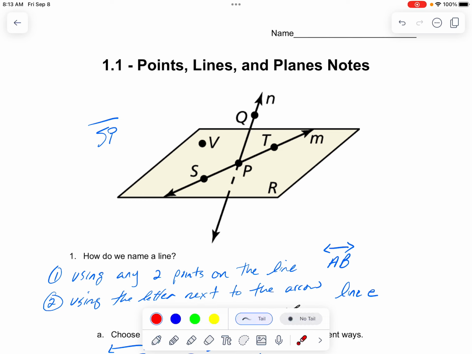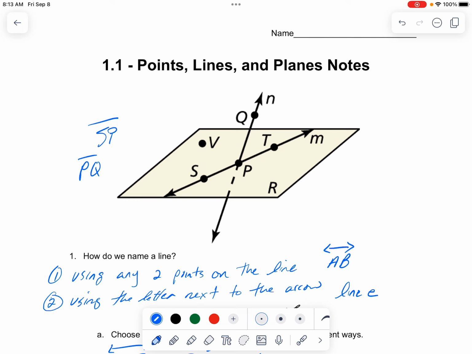We could talk about segment PQ, right? And that would be this segment right here. And we would call that PQ. Again, order doesn't matter. The line that goes above the letters does not have arrows on it because it's a segment. It ends at both sides.